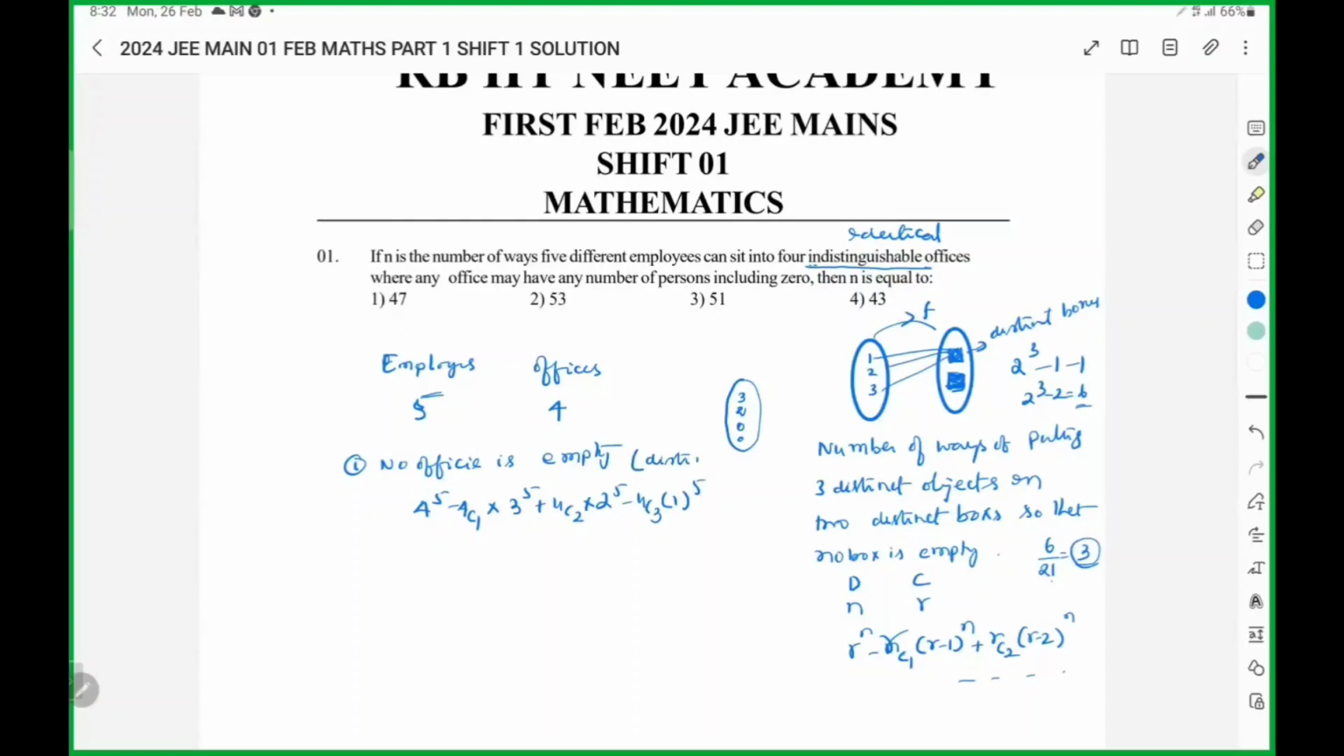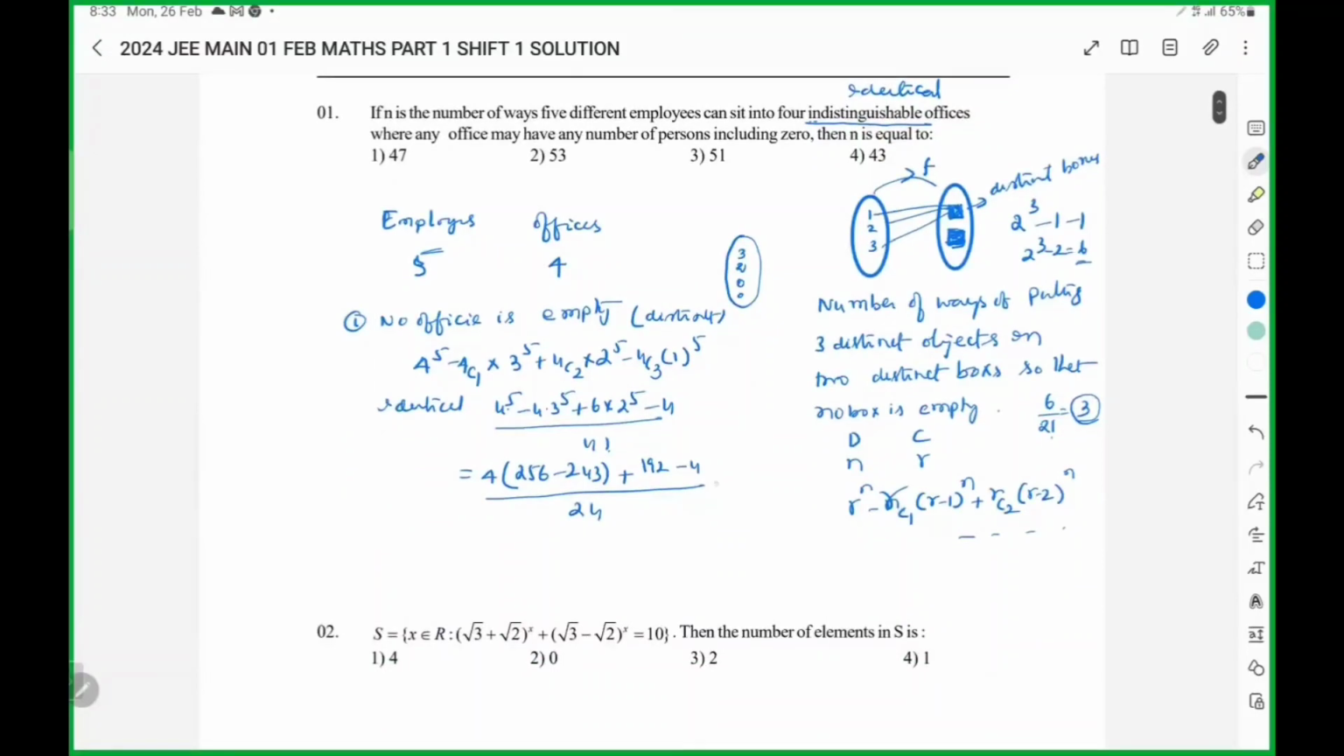Here they are distinct, right? So if it is identical, what we do is divide by 4 factorial. 4 power 5 minus 4 into 3 power 5, plus 6 into 2 power 5, minus 4, all divided by 4 factorial. 4 power 5 is 1024, minus 4 into 243, 972, plus 6 into 32, 192, minus 4. So 1024 minus 972 is 52, plus 192 is 244, minus 4. So 240 by 24, 10 possibilities.